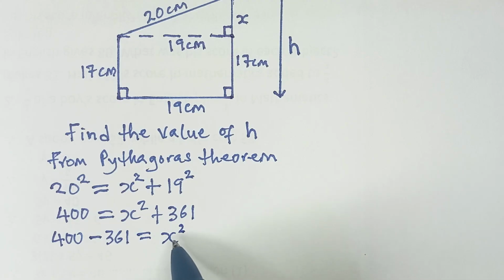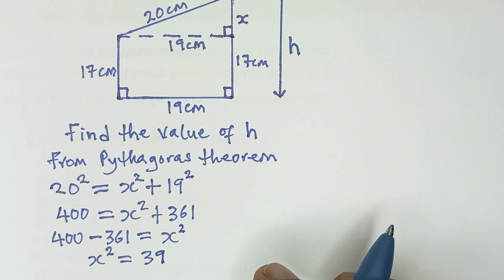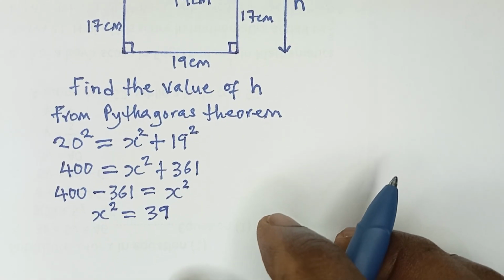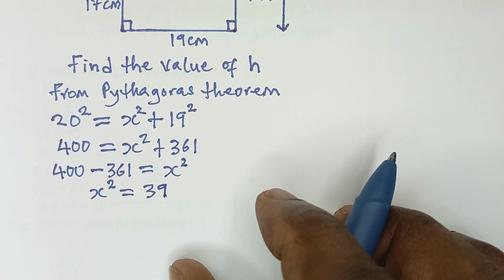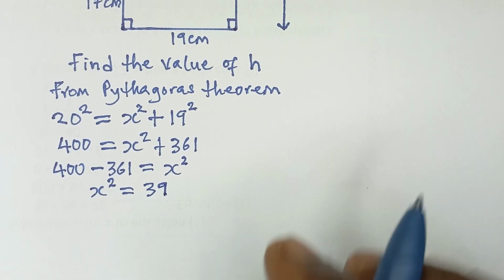So I can now decide to write x squared first. So I'll say x squared will be equal to 400 minus 361 will give us 39. So I now have x squared is equal to 39. So the next thing for me to do will be to take the square roots of both sides so that I can get my x now.